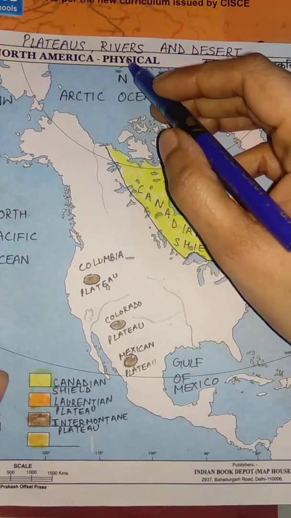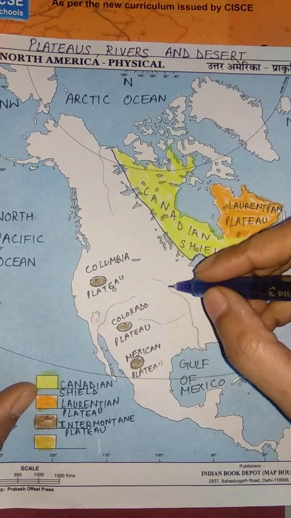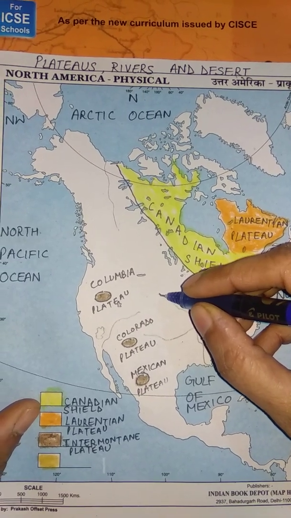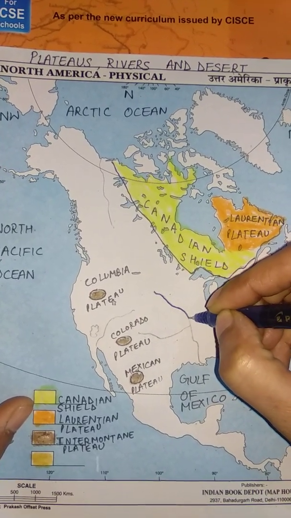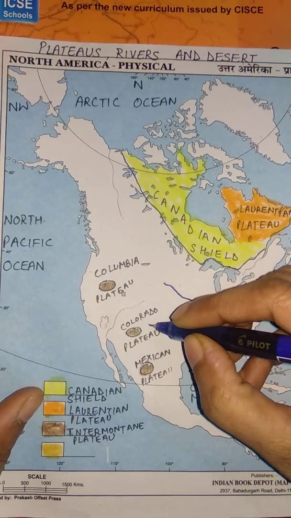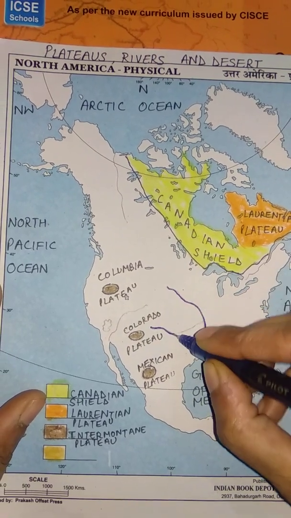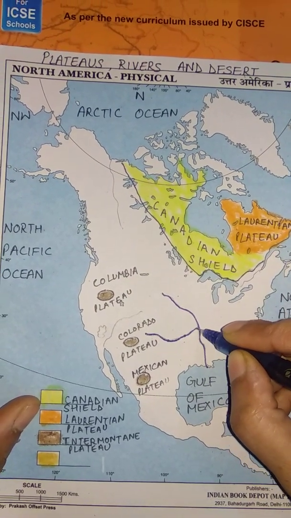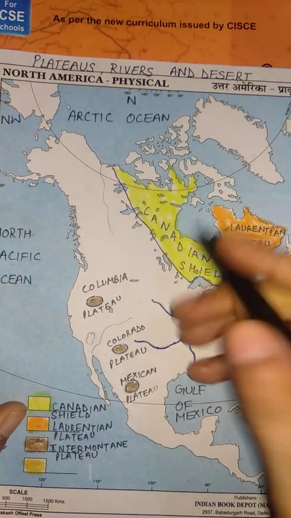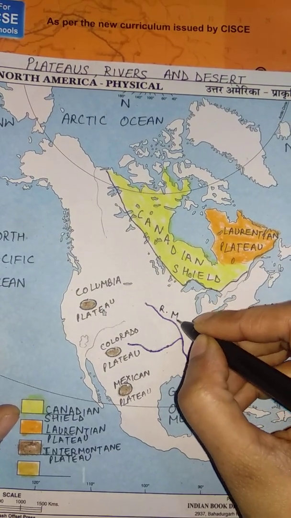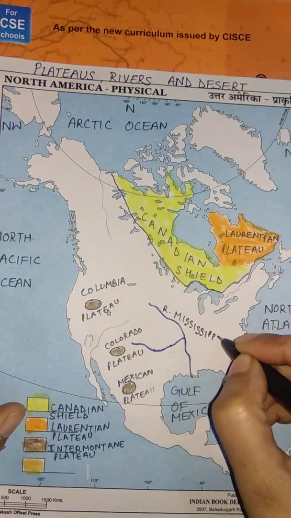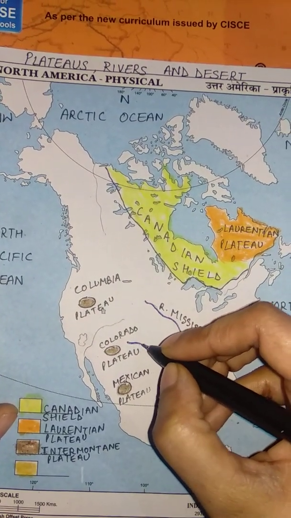Now we have to mark the rivers of the continent. In the center of the continent, there is the Central Plains. From there, the river Mississippi starts and drains into the Gulf of Mexico, and the Missouri is a part of the Mississippi River. Now label these rivers. River Mississippi. Children, use blue color to show these rivers.